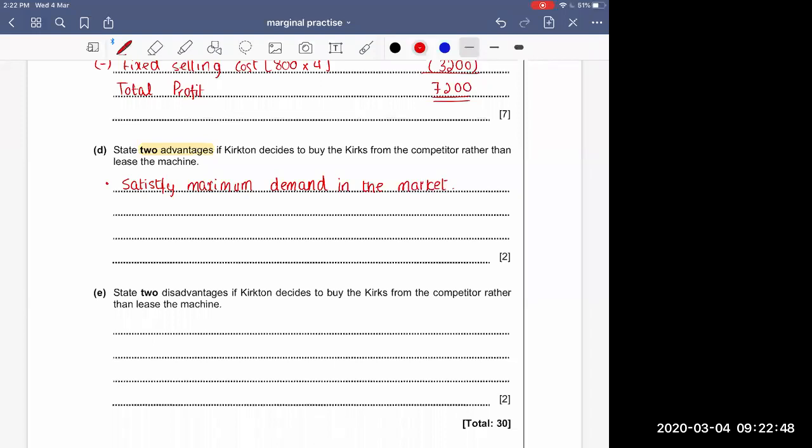The business would be able to satisfy its maximum demand in the market. Number two, the business would not lose its market share. Next, the business could save time and cost by not providing the training.